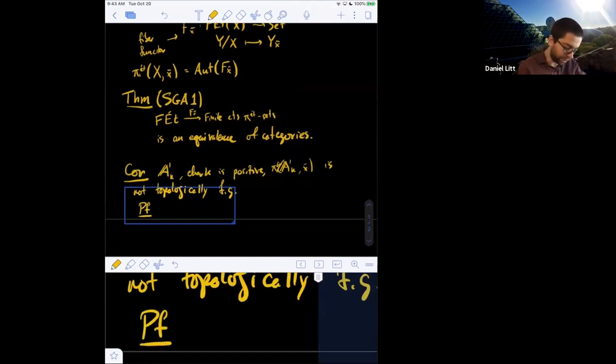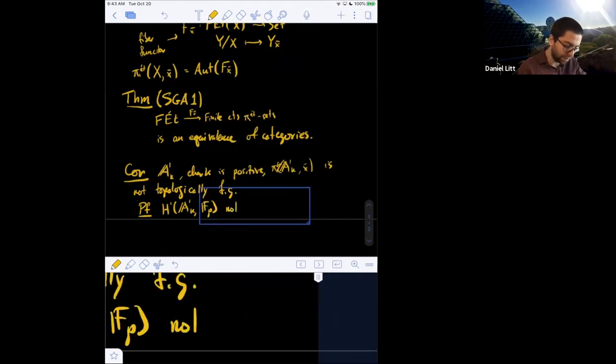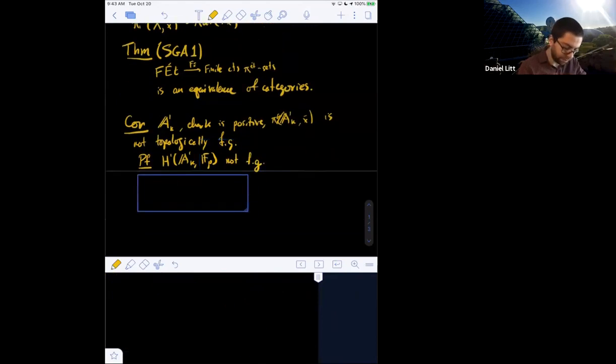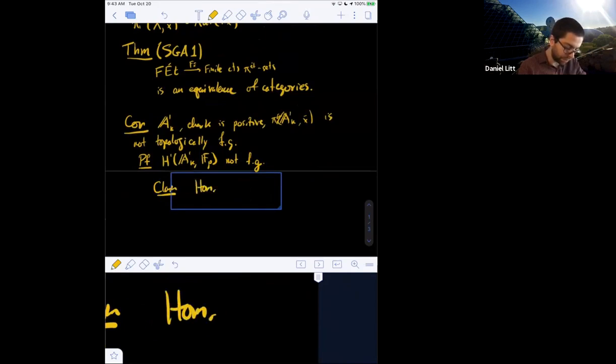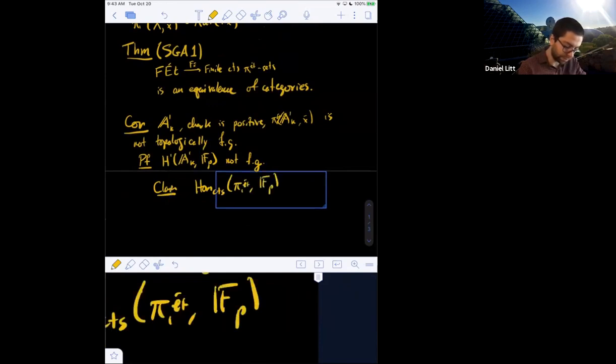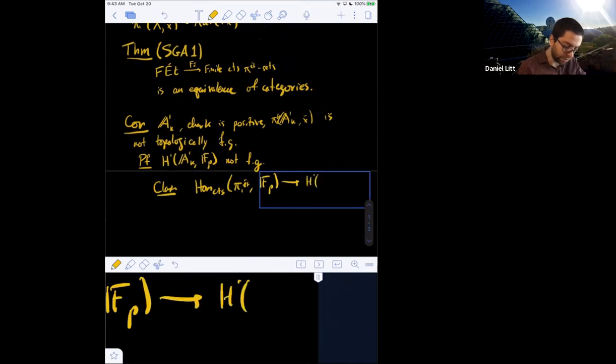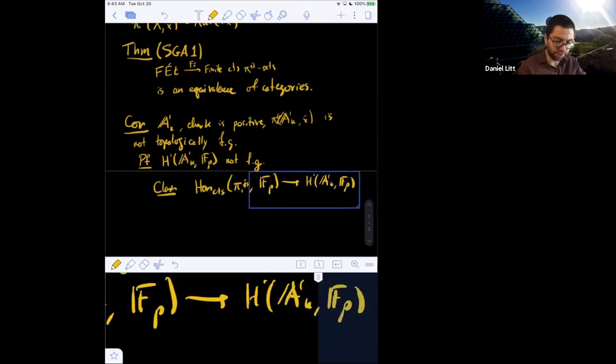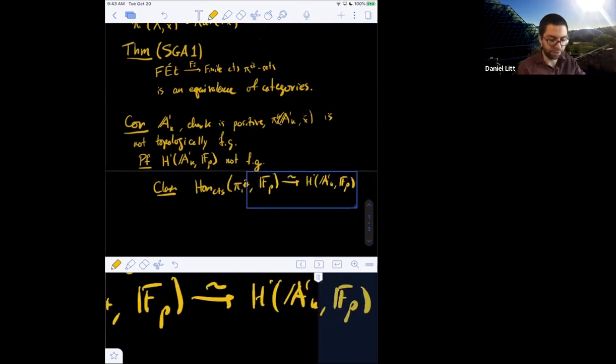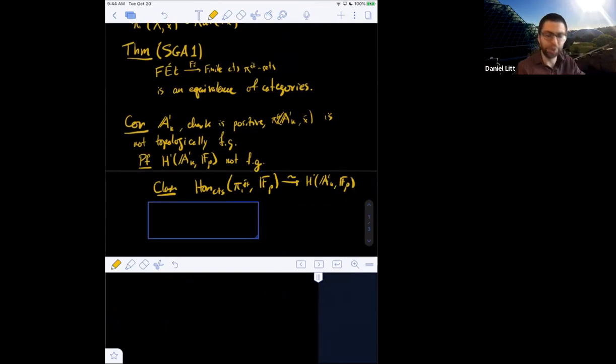So last time we observed that H1 of A1 over K with coefficients in FP is not finitely generated. And the claim is that there's a natural map from continuous maps pi1 étale to FP to H1 of A1 with FP coefficients. So this is étale cohomology with FP coefficients. And the claim is that this map is an isomorphism. Okay, so can anyone tell me what the map is?